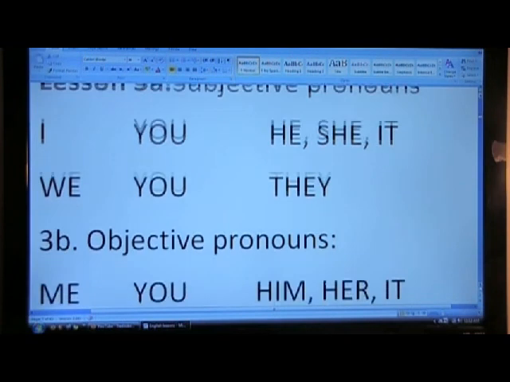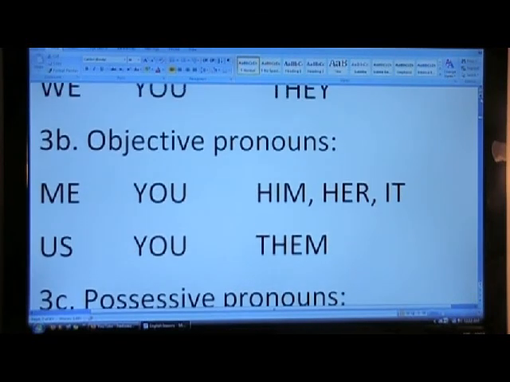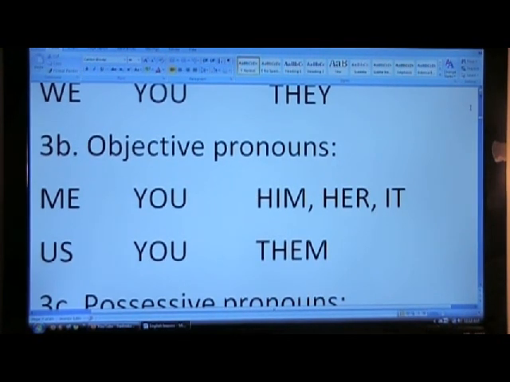We also have objective pronouns, which come in place of the object. Me, you, him, her, it, us, you, them. I like him. He likes me. I like you. I like him. You like us. You see me. I work for them. So these come in place of the object.